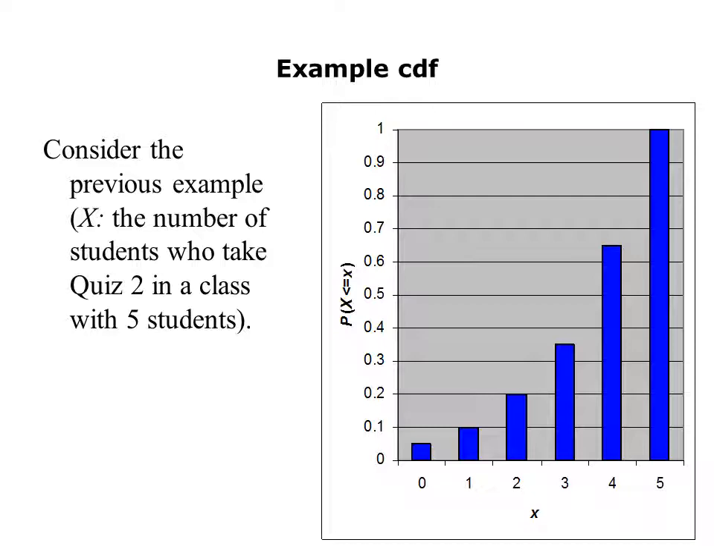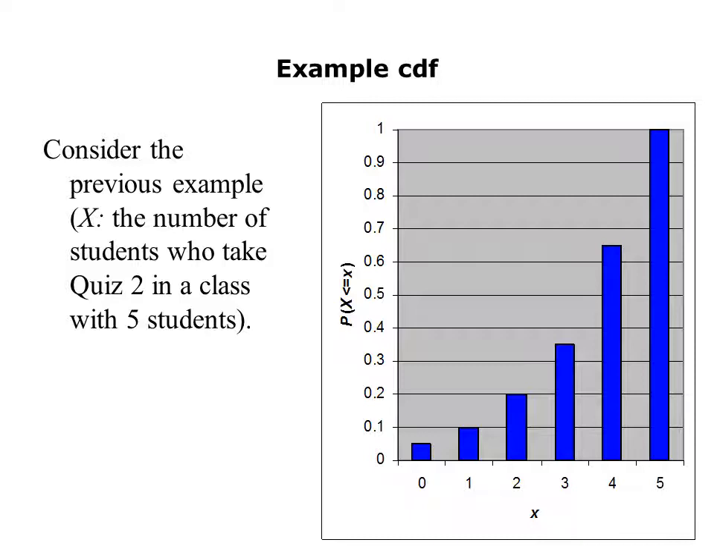So again, the probability that 3 or fewer students will take quiz 2 is 35%. The probability that more than 3 students will take quiz 2, I can get as 1 minus 0.35. So 65% probability that 4 or 5 students will be taking the test.